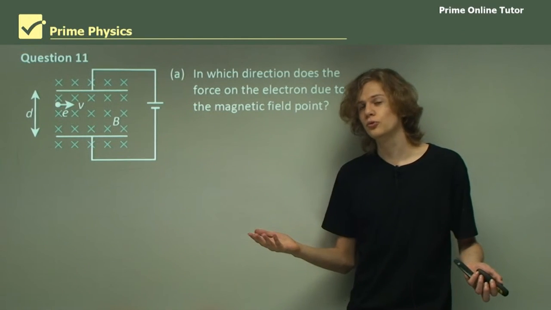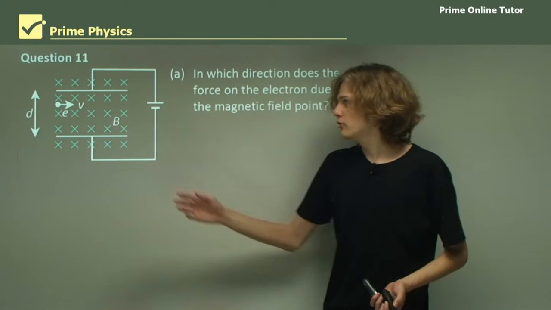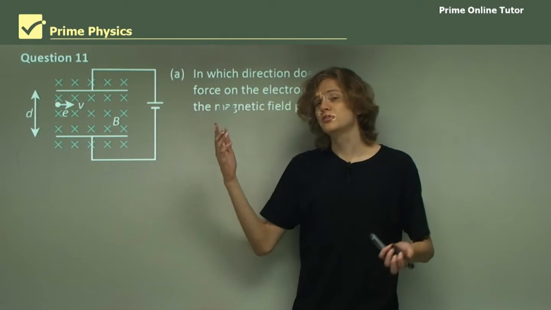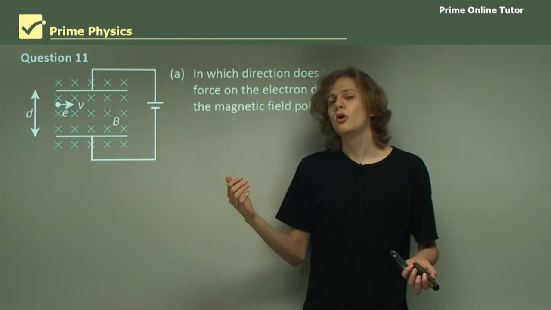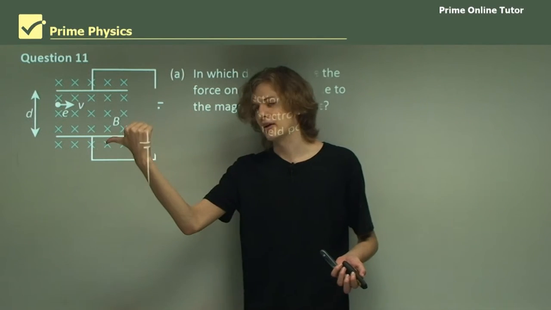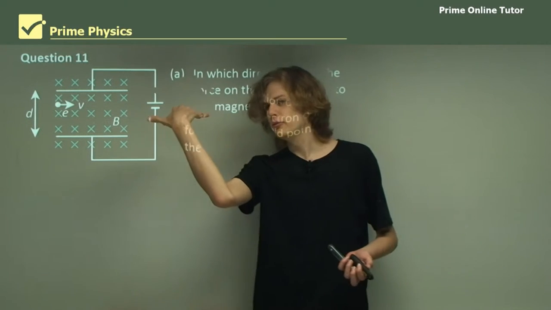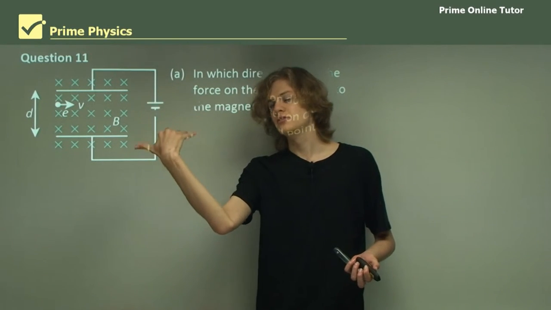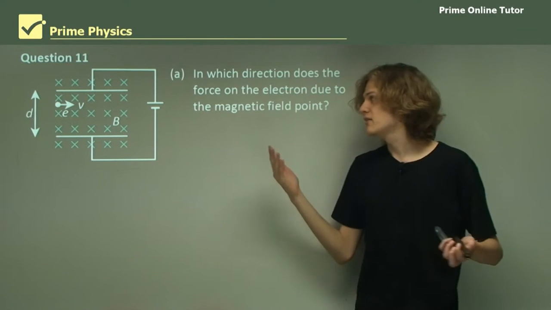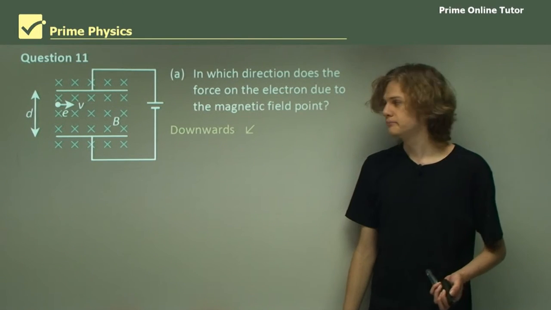We can use the right-hand rule to figure this out. The electron is moving in this direction, but because it's a negatively charged particle, the positive charge velocity is in the other direction. If the magnetic field points into the board, that means the force that the electron experiences is downwards. And we can see that downwards is indeed the answer.